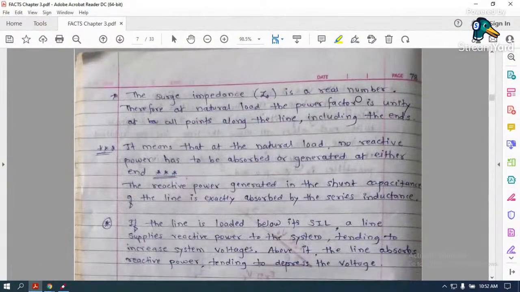The surge impedance Z0 is a real number. Therefore, at natural load, the power factor is unity, because even at SIL, VS and IS were both in phase, and VR and IR were both in phase. Means what? The angle between VS and IS is 0. You will get a unity power factor at both the sending end as well as the receiving end. Therefore, at a natural load, the power factor is unity at all points along the line, including the ends, sending end and receiving end.